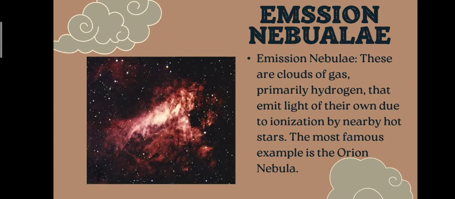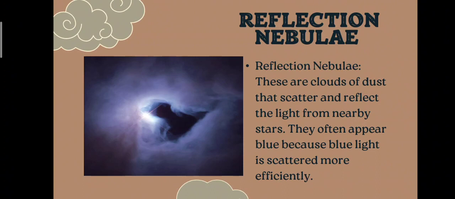Emission nebulae. These are clouds of gas, primarily hydrogen, that emit light of their own due to ionization by nearby hot stars. The most famous example is the Orion Nebula. Reflection nebulae. These are clouds of dust that scatter and reflect the light from nearby stars. They often appear blue because blue light is scattered more efficiently.